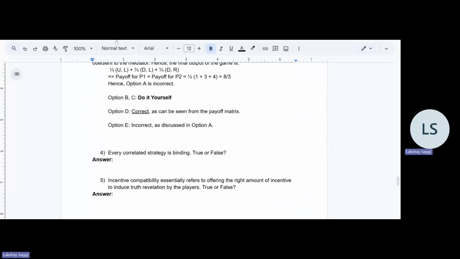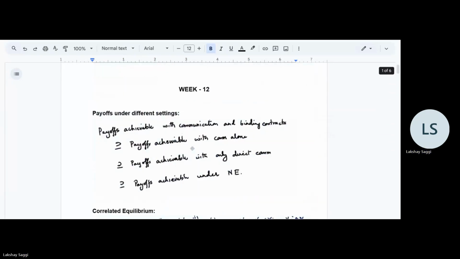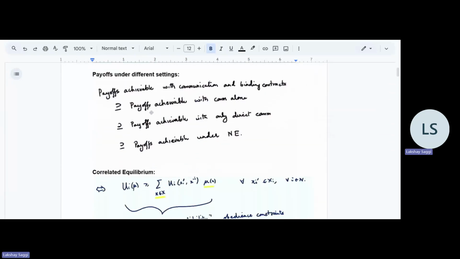Okay, then comes the fourth question. So fourth question says that every correlated strategy is binding. Is this true or false? So as we already discussed, this concept of correlated strategies comes up in these kinds of things where payoffs are achievable with indirect communication. Here there is no binding contract. So actually pure strategies can be non-binding also.